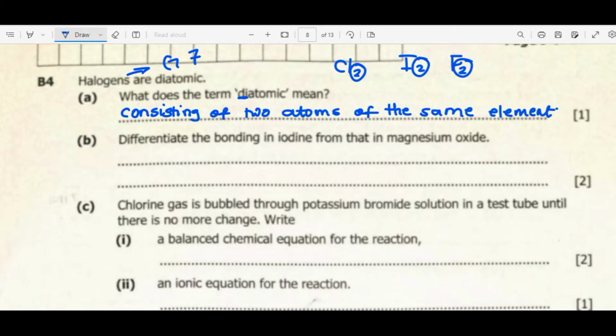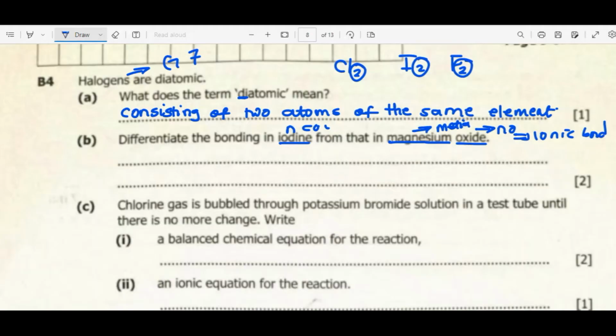Right, B, differentiate the bonding in iodine from that in magnesium oxide. If you look at the iodine diatomic, the bonding between the 2 atoms of iodine is compared with the bonding between the atoms of magnesium and oxide. Magnesium is a metal, then the oxide, which is oxygen, is a non-metal. So for this one, we are looking at ionic bonding, because there is a metal and a non-metal. Then iodine is a non-metal, so this is a covalent bonding.